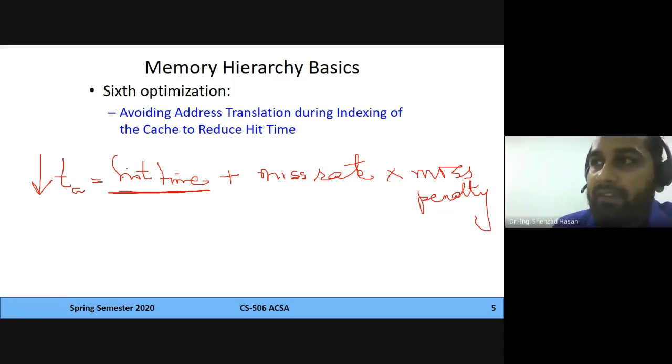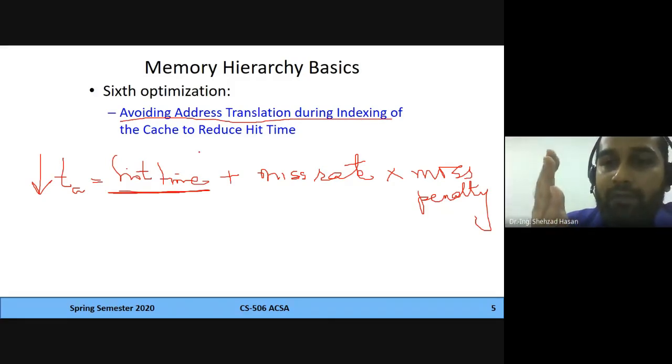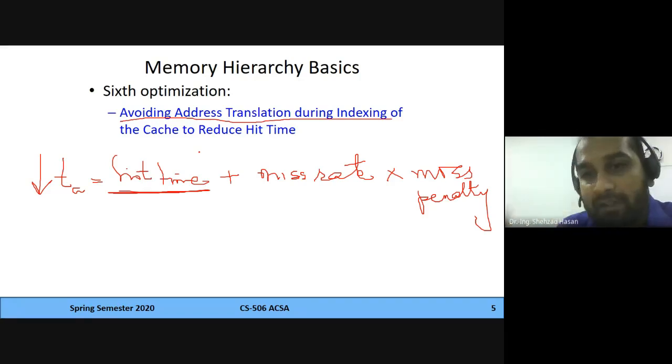So this optimization is about avoiding address translation during indexing of the cache to reduce hit time. If the cache is going to start translation first, then when the CPU accesses the cache directly to reduce the hit time, and you introduce an address translation in between, then for every reference to the main memory there would be a translation first, then it's going to access the cache, and it's going to take a lot of time, right?